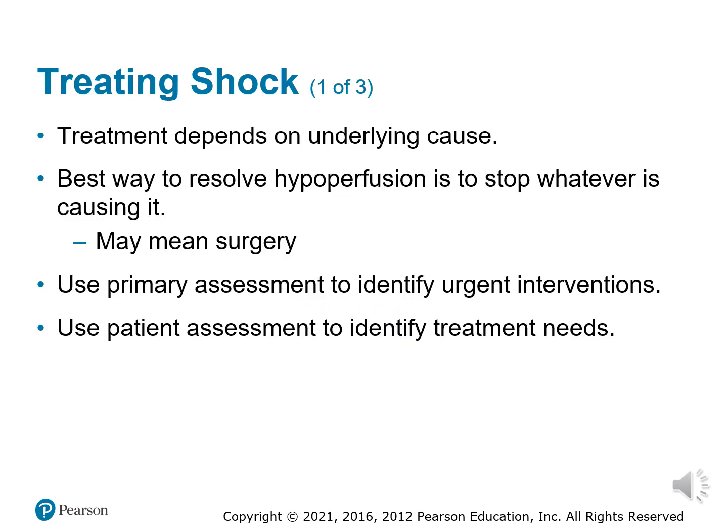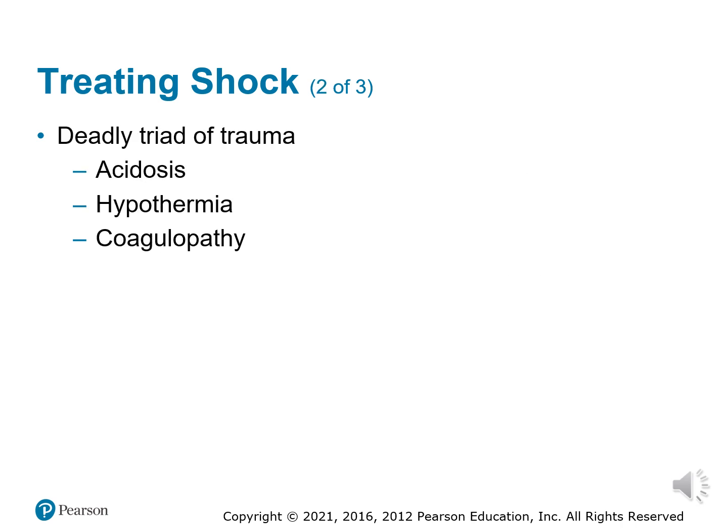Treating shock. Treatment depends on the underlying cause. The best way to resolve hypoperfusion is to stop whatever is causing it, which may mean surgery. If you have a patient that is internally bleeding, they may require surgery. Even if it's external bleeding, it could potentially mean surgery. You want to use your primary assessment to identify any urgent interventions and use the patient assessment to identify treatment needs. Next is the deadly triad of trauma: acidosis, hypothermia, and coagulopathy.